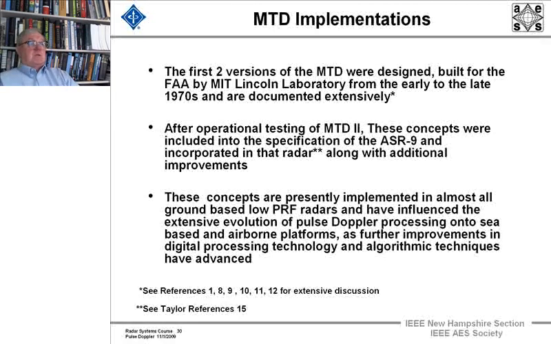And these concepts are, as I've said, in almost all the low PRF ground-based radars, and they've extensively influenced the Doppler processing in other domains. If people choose to build radars that don't have 10 pulses per CPI, the Doppler side lobes go up, and you have poorer rain performance.